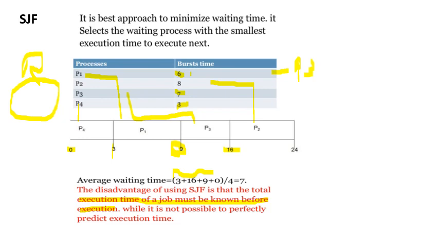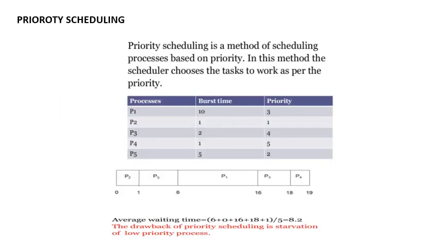So next we are going with priority scheduling. What is priority scheduling? Priority scheduling is a method of scheduling all the processes based on priority. Based on the priority levels, the process will be executed. The meaning of priority is importance. Based on the importance, the operating system, or you can say the scheduler, will choose which process to assign the CPU.